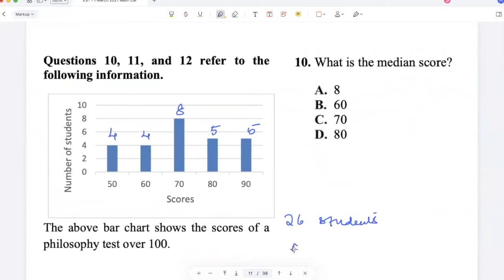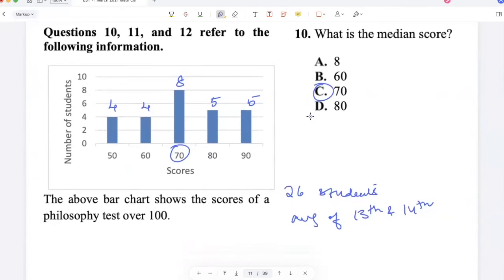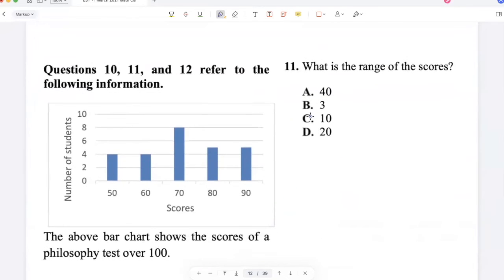So the median would be the average of 13th and 14th scores. So 4 and 4, 8 and 8, 16. So the 13th and 14th scores is 70. So that's the median. What is the range of the scores? So the highest is 90 and the lowest is 50. So 40.